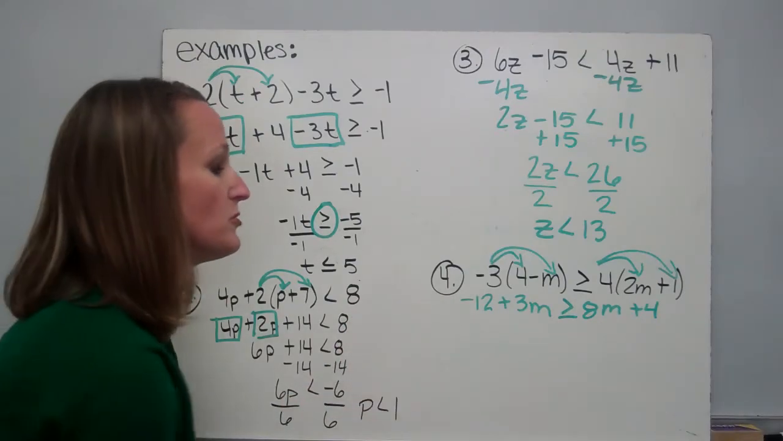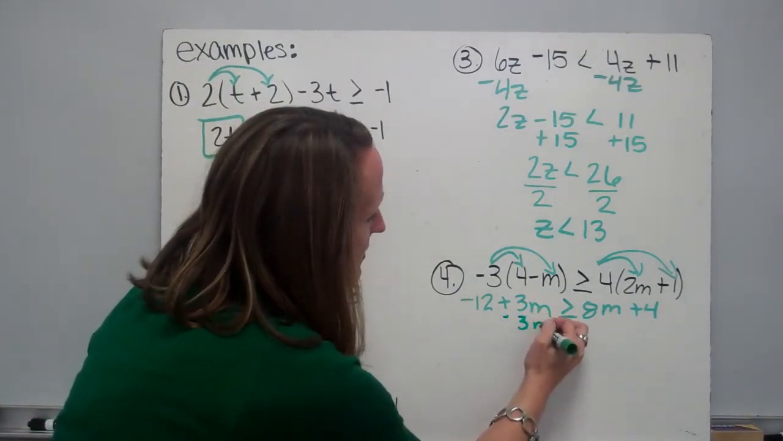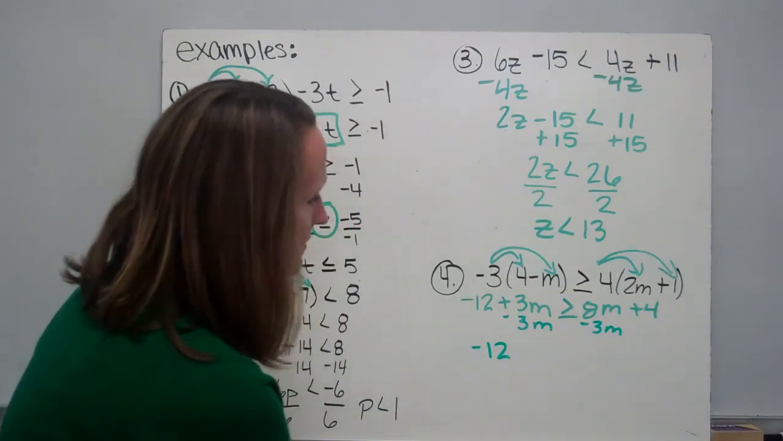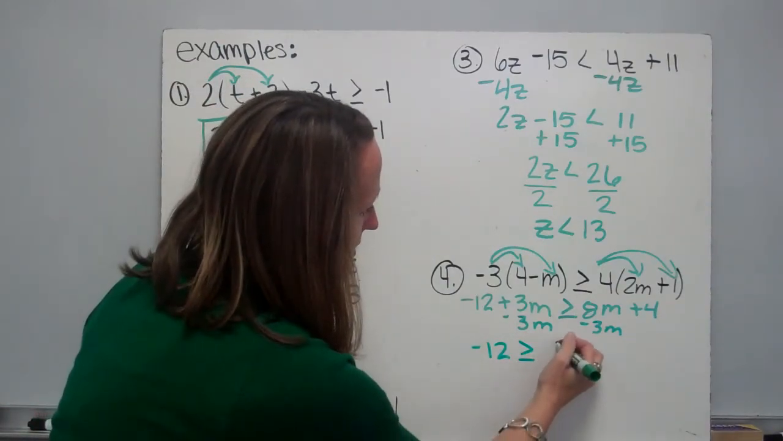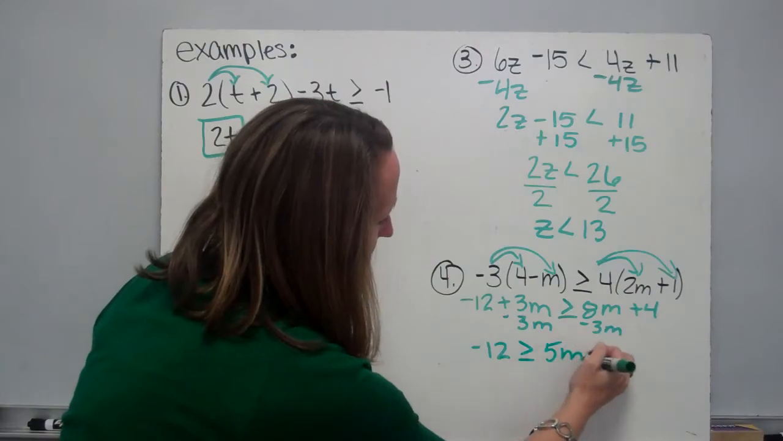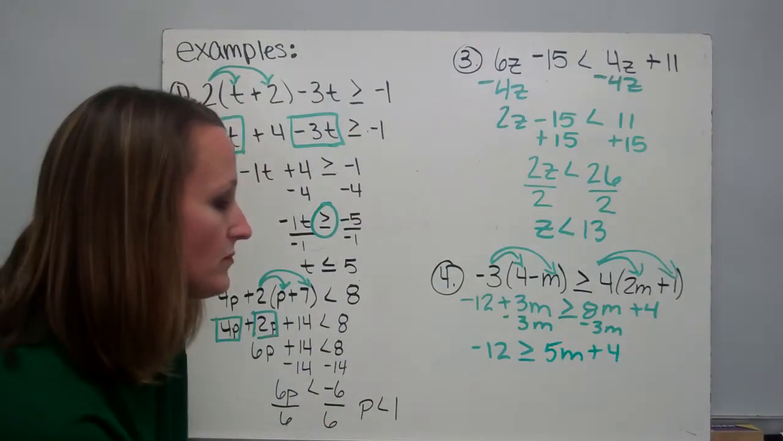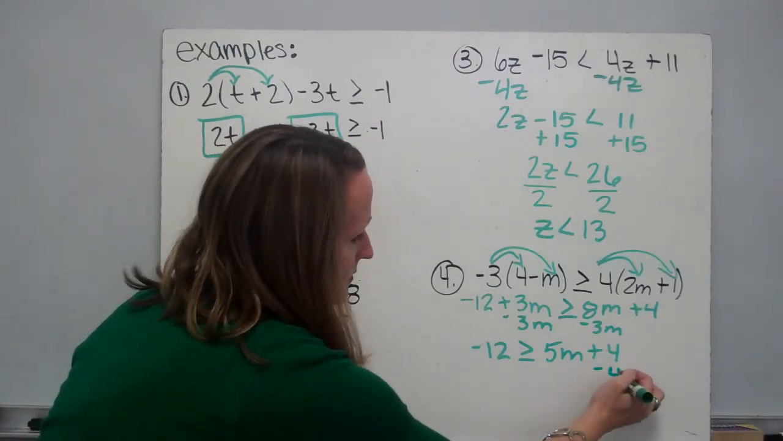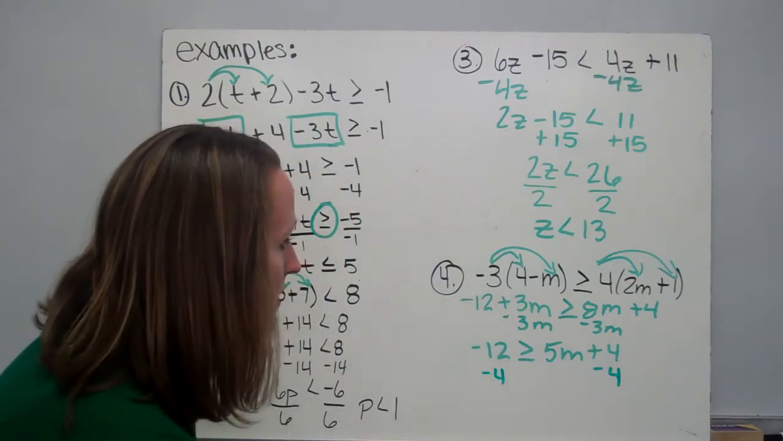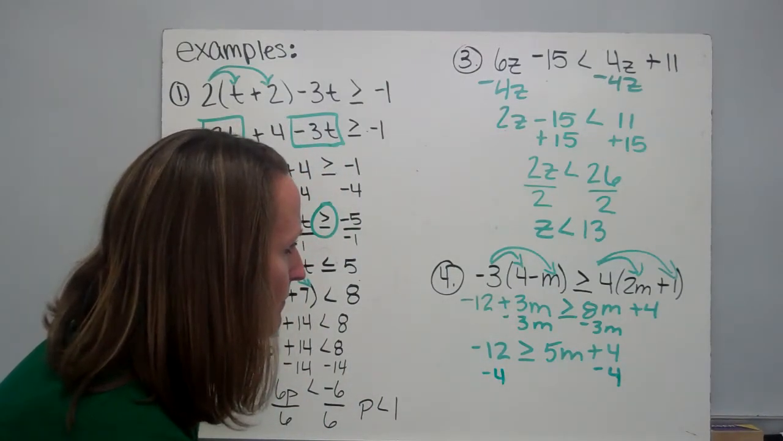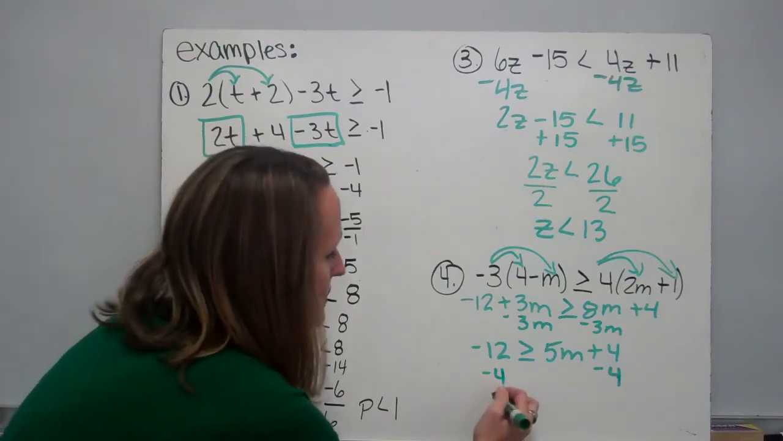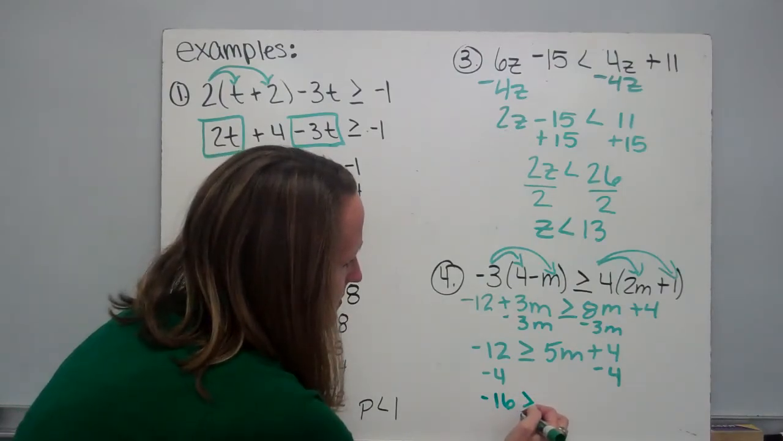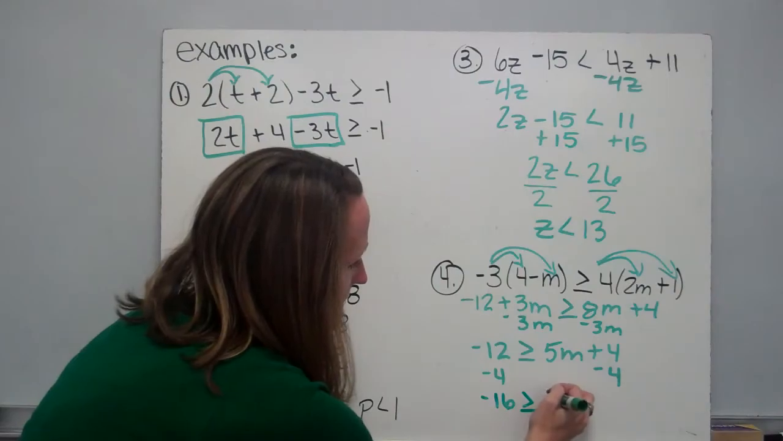So now, let's do some movement. I'm going to subtract 3m from this side and this side. So if I rewrite it now, I have negative 12 is greater than or equal to 5m plus 4. So now it's just the two-step. I'm going to subtract 4 from both sides, so that I end up with negative 16 is greater than or equal to 5m.